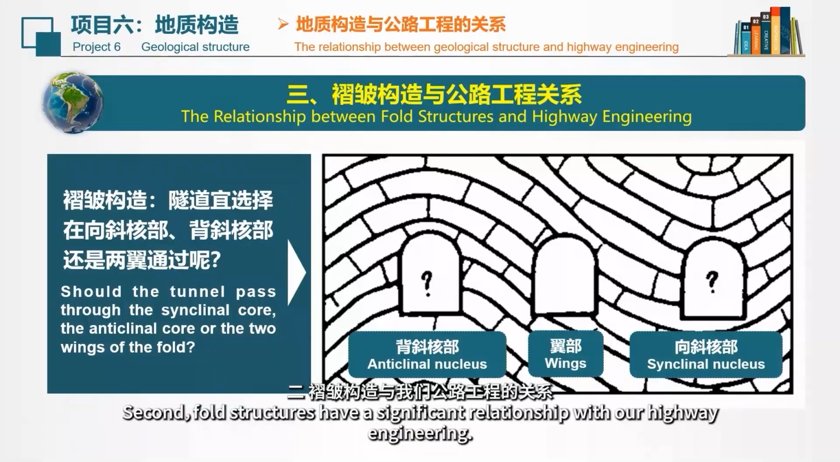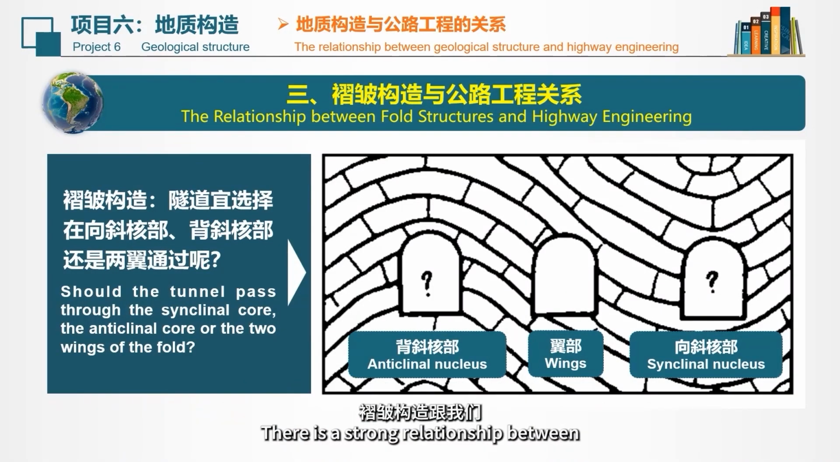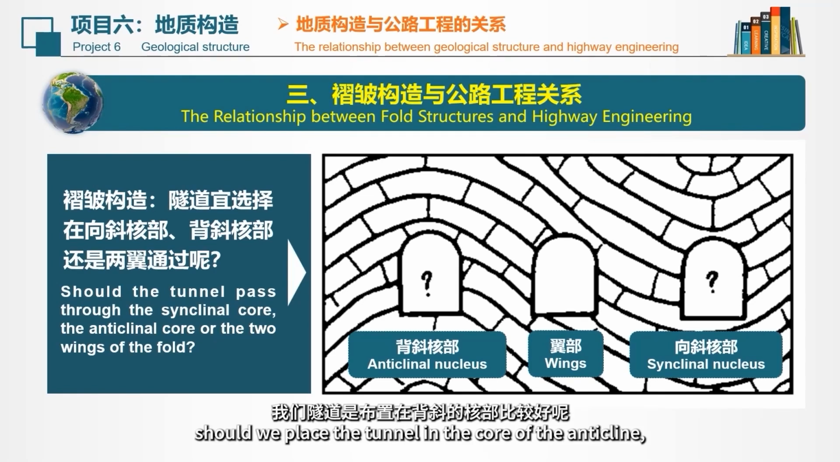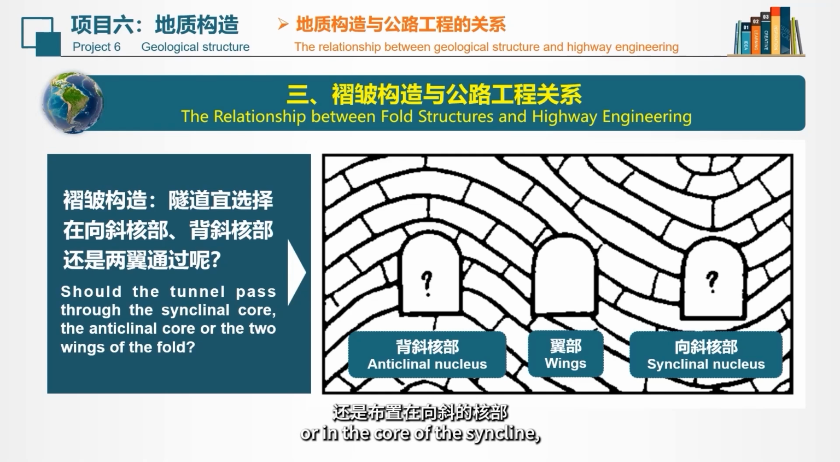Second, fold structures have a significant relationship with our highway engineering. For example, when our tunnel passes through a fold structure, should we place the tunnel in the core of the anticline, or in the core of the syncline, or in the flank? Which option is more reasonable?